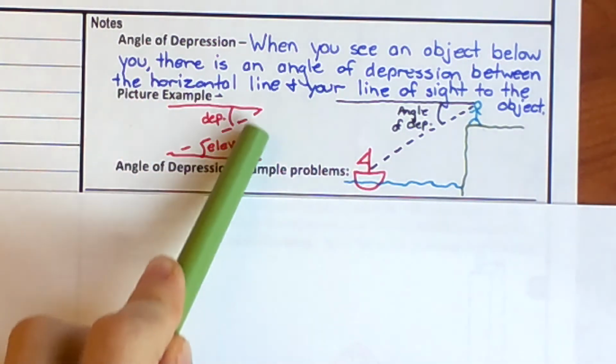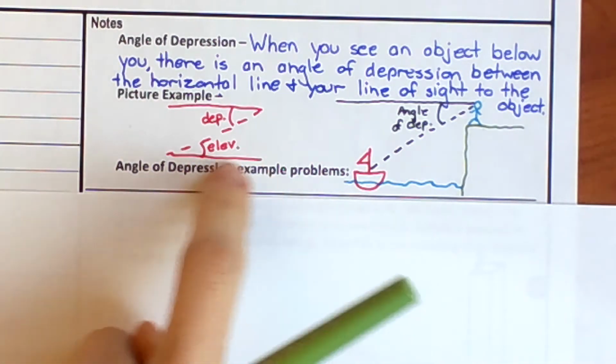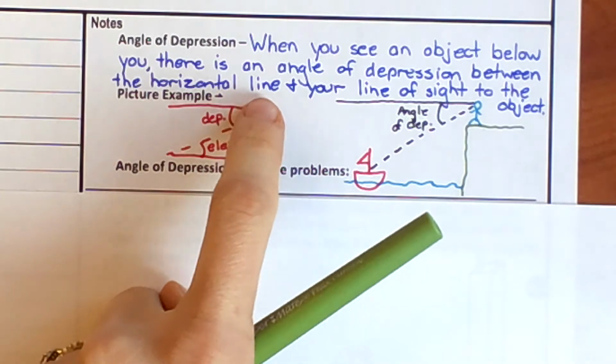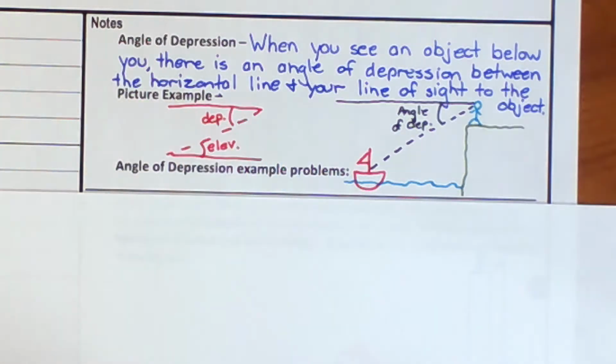Here's an easy example without the picture part to it. So elevation is horizontal looking up. Depression is horizontal looking down.